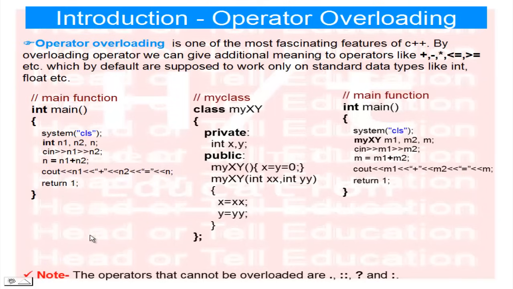Now we know that we have many operators like plus, minus, binary operators, unary operators, logical operators, insertion, but only the operators dot, double colon and the ternary operator cannot be overloaded. This is a special point for operator overloading in C++. These operators we cannot overload: dot, double colon, and the question mark ternary operator.